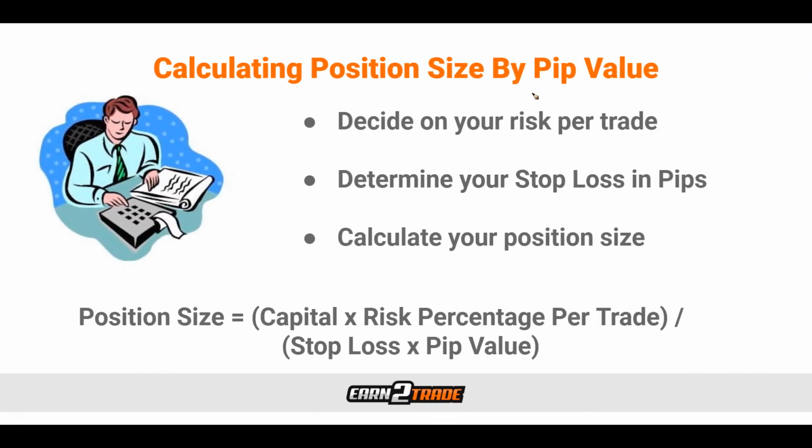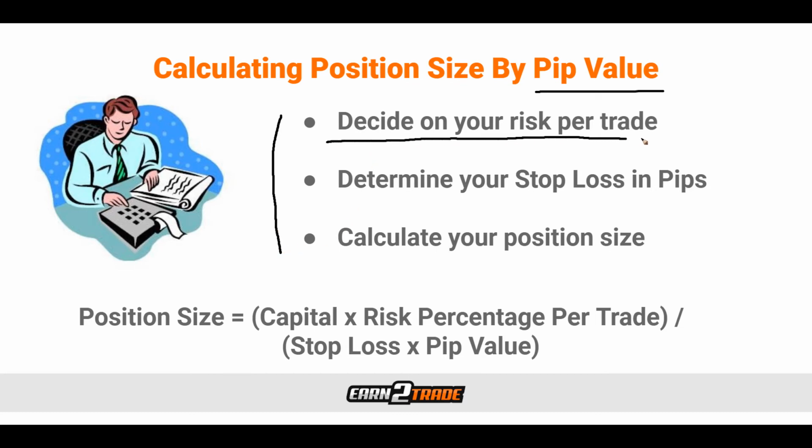Understanding pip value is also beneficial for helping us calculate our position size, because position sizing simply refers to setting the appropriate amount of units of whatever currency pair we're interested in buying or selling within our comfortable risk level. This is also referred to simply as the lot size that we choose. Now, this is the way that we go about it.